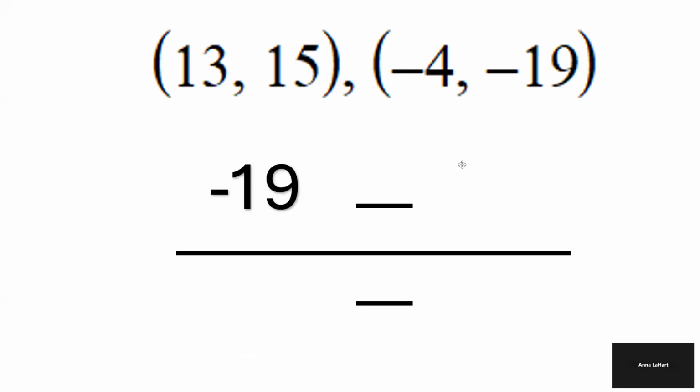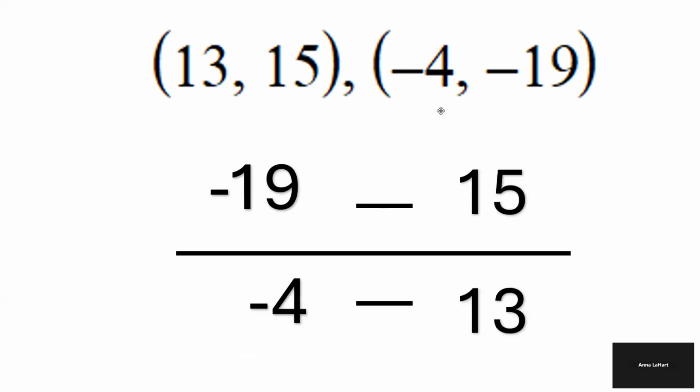All right, what do we got? Y2 is negative 19. The next one is negative 50 or minus 15. In the bottom, I have negative 4 minus 13. So I end up with a positive 2.